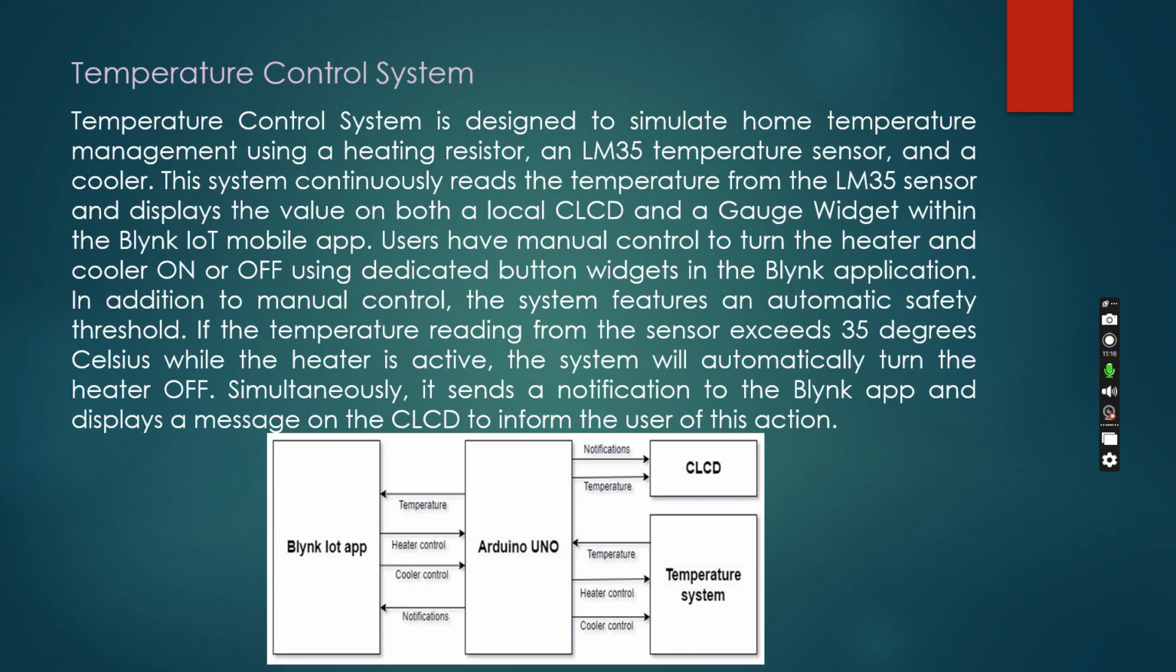Arduino Uno acts as the moderator for the operation. The CLCD is for output, to display whether the heater is on, heater off, cooler on, inlet valve is on, inlet valve is off, like that. And the temperature system is used for heater control and cooler control, and its output is fed back to the Arduino Uno, and like that it happens.